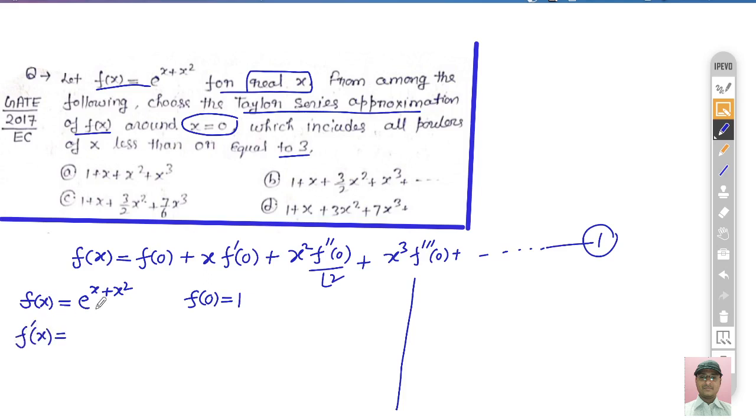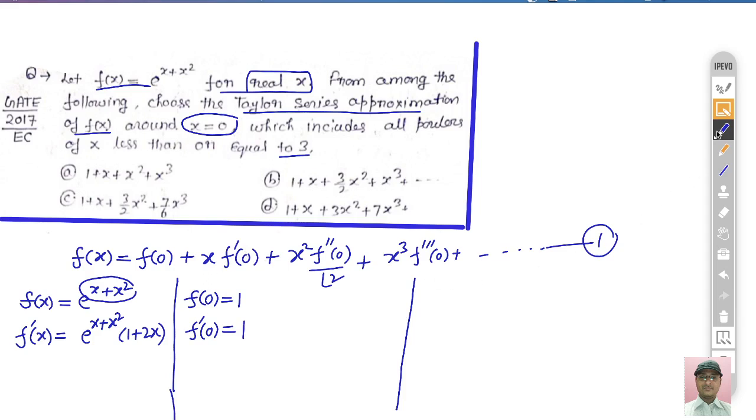So for the first derivative, the differentiation of e raised to the power x is e raised to the power x, times the differentiation of the exponent. In place of x it is x plus x square, so it becomes 1 plus 2x, right? Now we again put 0. So f dash 0 is what? You can put 0 here, so only e raised to the power 0, and again you will get 1, right? So f dash 0 is also 1.